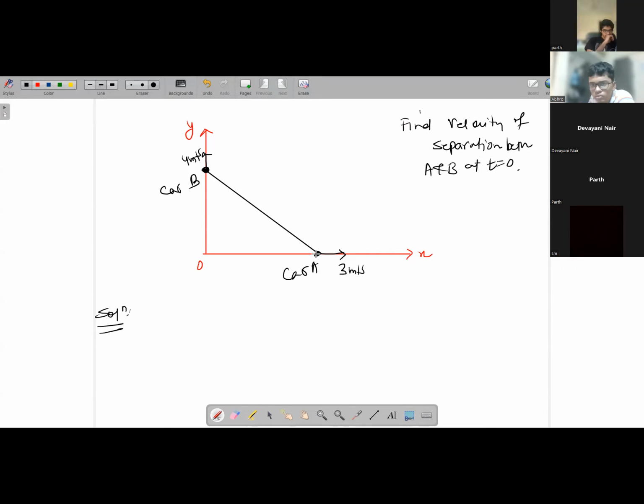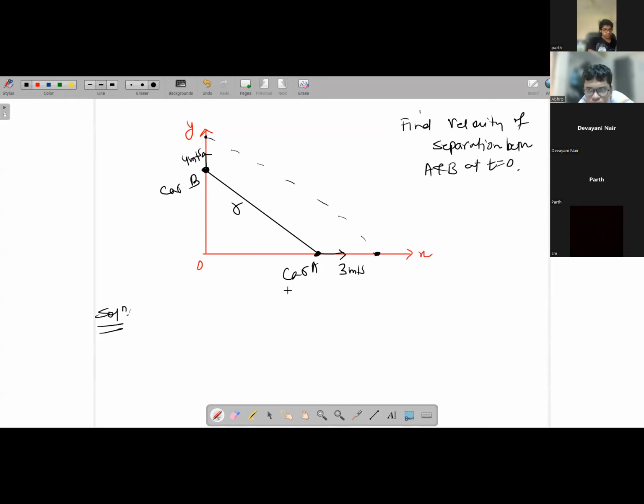Now you can feel that car A is going towards the right, and car B is going up. So after some time, car A will come over here, car B will come over here, and this distance will increase. If R is the separation between A and B, it will keep on increasing. So there should be some rate at which this separation is increasing. In this case, we can define velocity of separation, not velocity of approach. Then how would you define the velocity of separation?